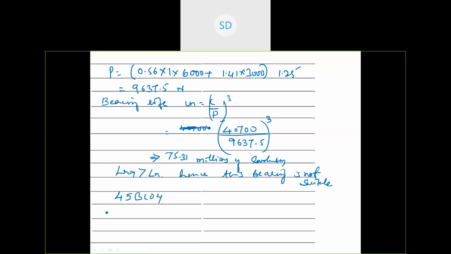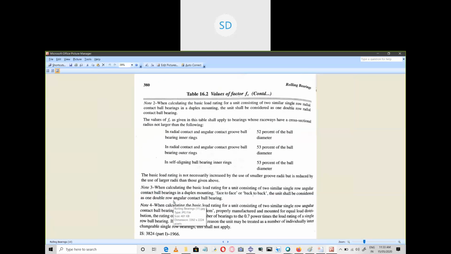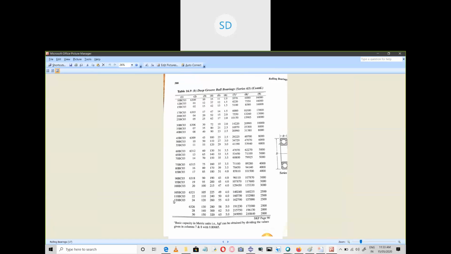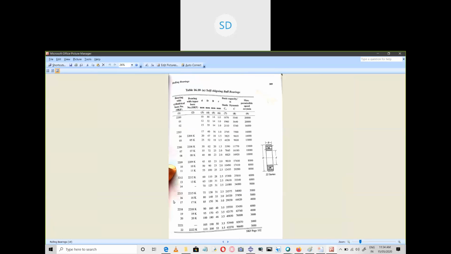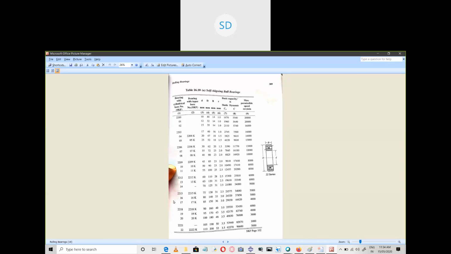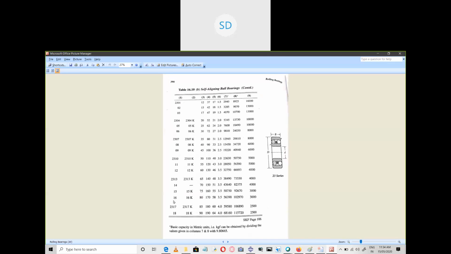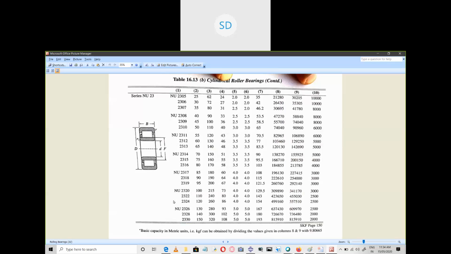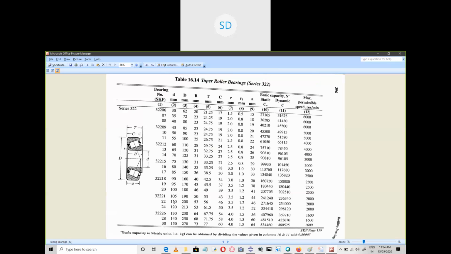Next, you note down the values: static load and dynamic load. Okay. So now 45 BC 04, we'll see. Okay, now 45 has the 063 series last year, the 64 series is not there. Yeah, 64 series not done. Okay, no.